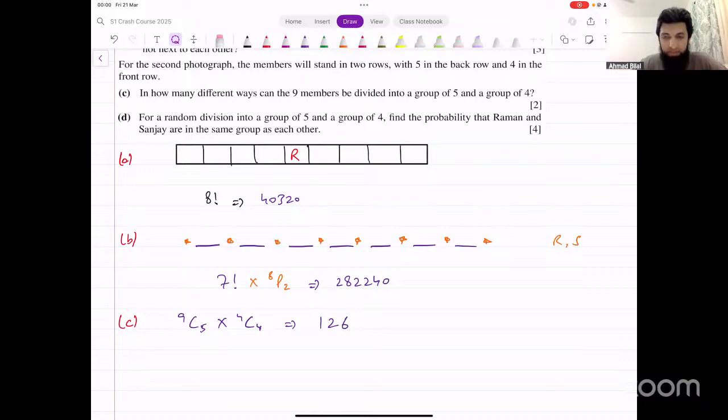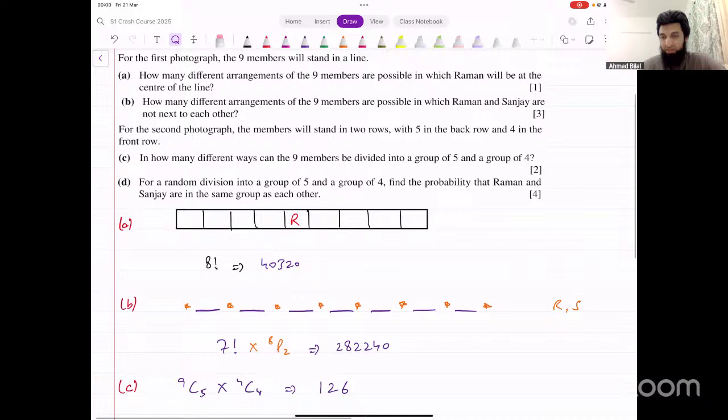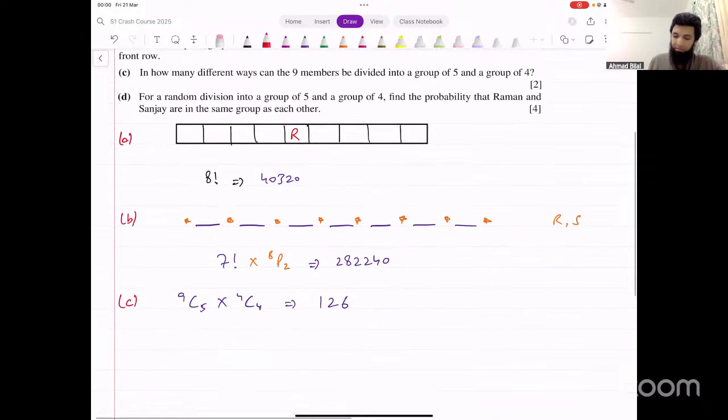Yes, Ibrahim, that's correct. When it says none of some objects have to be together, you use the dashes and stars method. When they say not all of some objects should be together, that means total minus together. So that is correct. However, when we're talking about 2 people, it does not matter. Then you can use both of them. Okay, so that was part C.